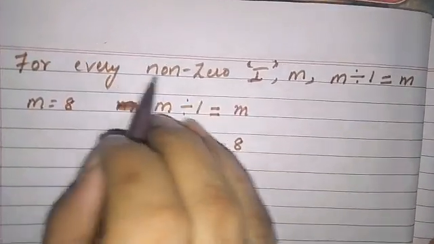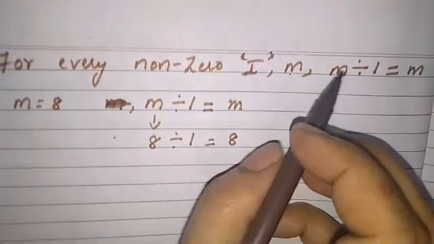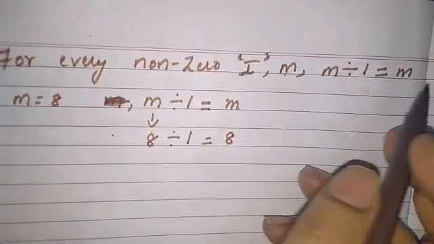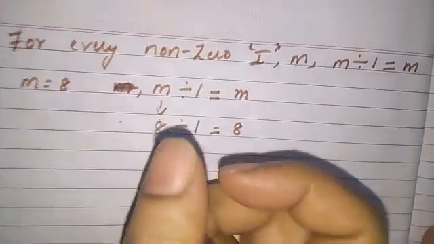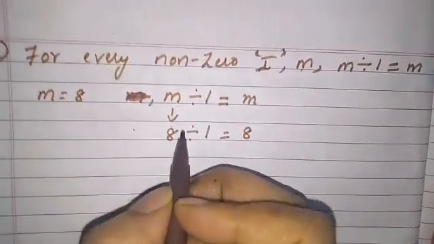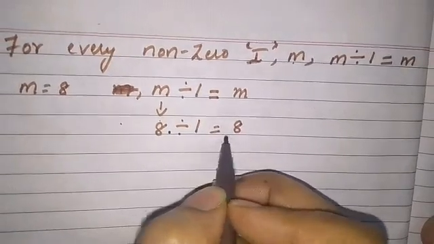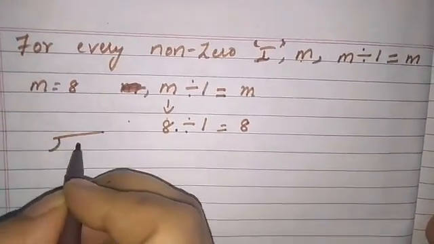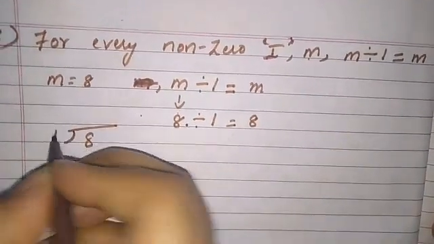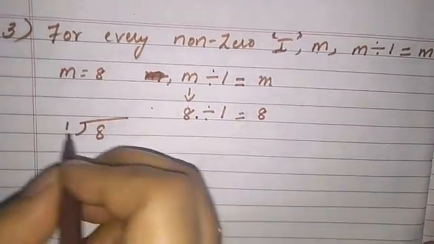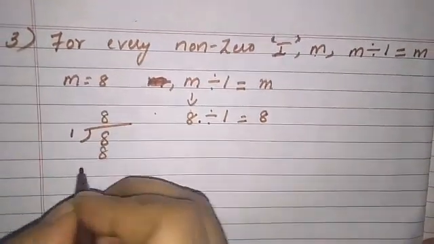It says for every non-zero integer m, m divided by 1 has to give me m. So it is giving me m. You see that? The value of m I have taken is 8. So 8 divided by 1 has given me 8. You want to check that out? Okay, let's check it out. 1 8s are 8.